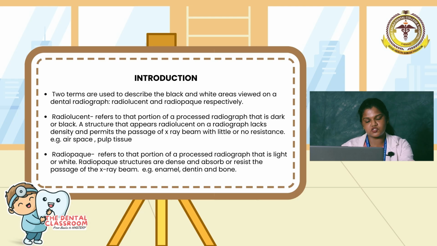And the topic for today's discussion is Principles of Radiographic Interpretation. So there are two basic terms which are used to describe the black and white areas which are seen on a dental radiograph, namely radiolucent and radioopaque.